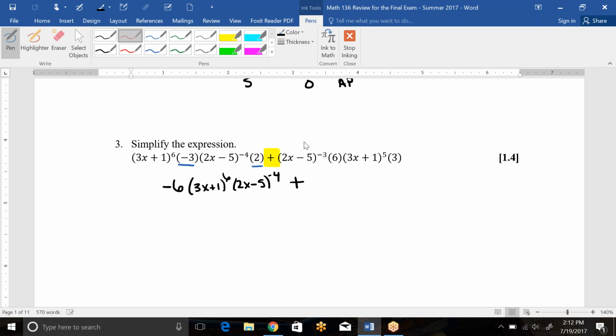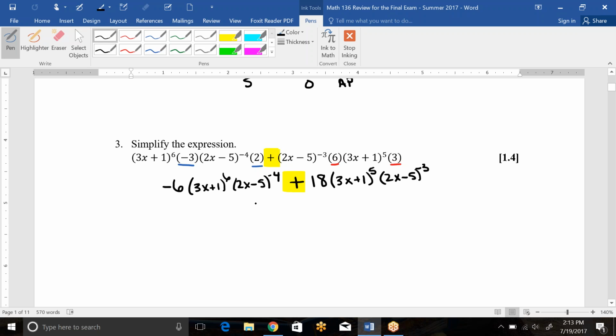And then on this side, we have a 6 and a 3 that can be multiplied together. So that would be 18. And I'm going to go ahead and write these in the same order. So this is going to be 3x plus 1 to the 5th. And you can do that because multiplication doesn't matter what order you write it in. And then 2x minus 5 to the -3. Notice we still have our plus sign right there in the middle.